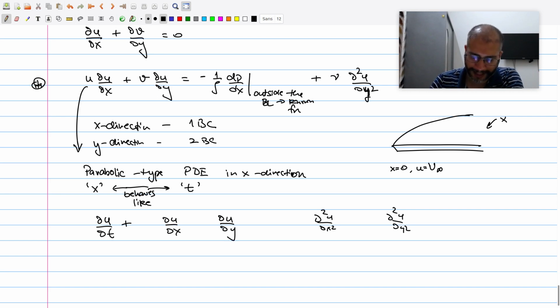Okay, so in time we only had a first derivative, and now what has happened is that in our boundary layer simplified equations we only have a first derivative in the x direction. In the y direction we have a second derivative as well. So this equation mathematically starts to behave as if x was a time-like coordinate, right?